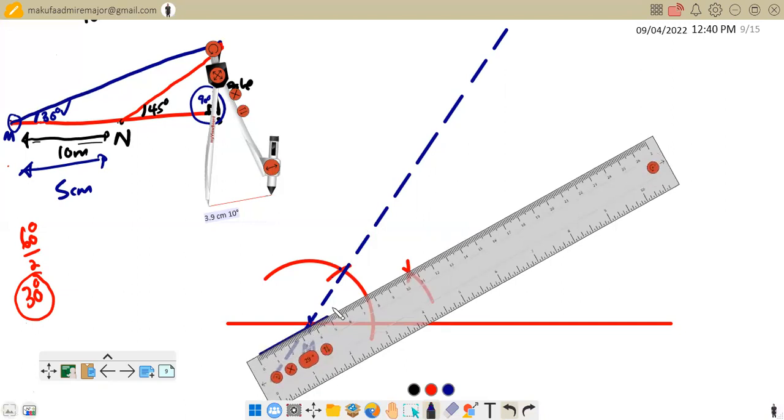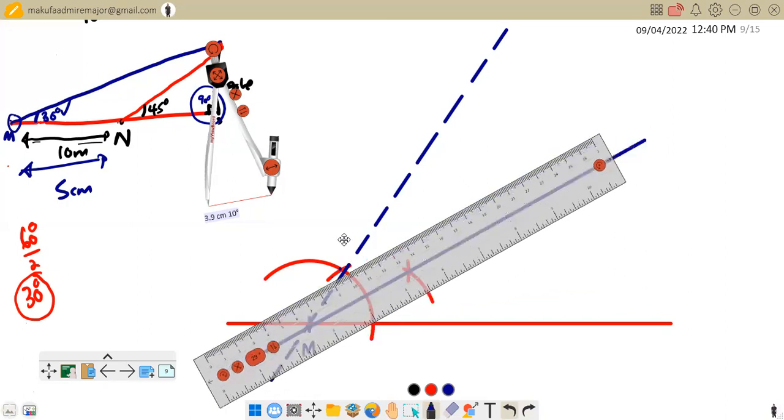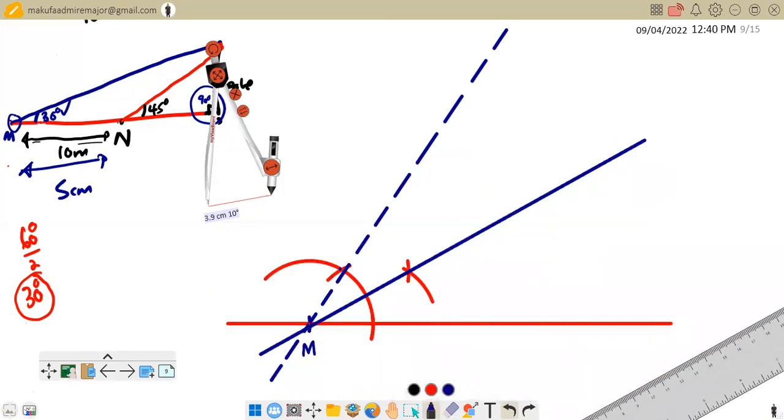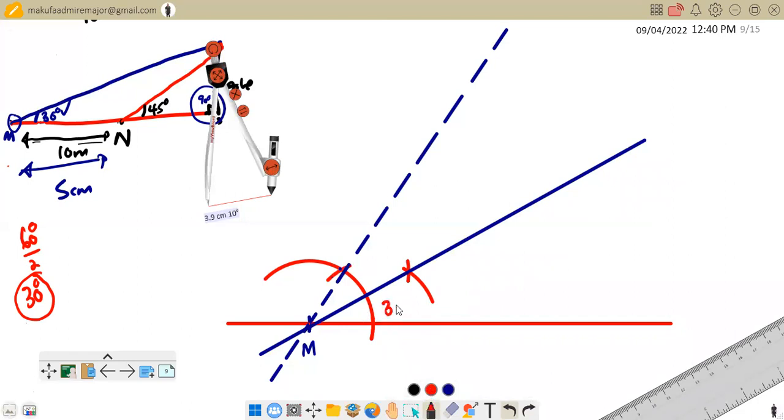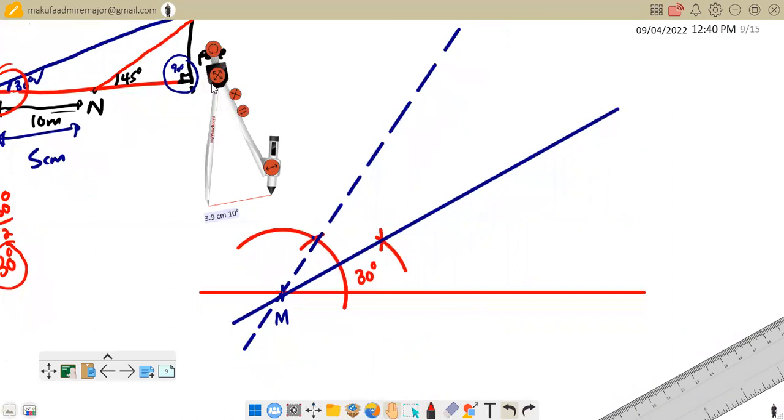We can join these two arcs like this one. All right, so I've joined the two arcs. That means now I have got my 30 degrees. So this is the angle that I'm going to indicate, because it's the one that I need inside the diagram. So I can now indicate, all right, this is my 30 degrees, okay?